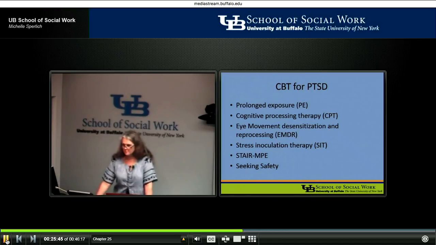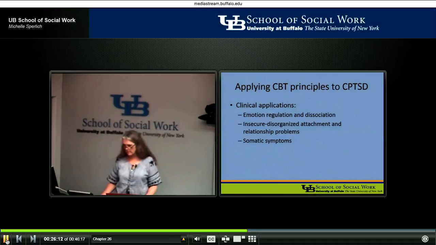So, shifting to CBT in general, specifically for PTSD, we have the prolonged exposure, what I was referring to as an imaginal exposure. Now it's usually called PE, or prolonged exposure. Cognitive processing therapy, CPT, eye movement desensitization and reprocessing, EMDR. We'll be getting into that in a future module. Stress inoculation therapy, STAIR, MPE, and seeking safety. I'm not going to go into the last three here, but I wanted you to know that for quote-unquote simple PTSD, those are definitely all in use.